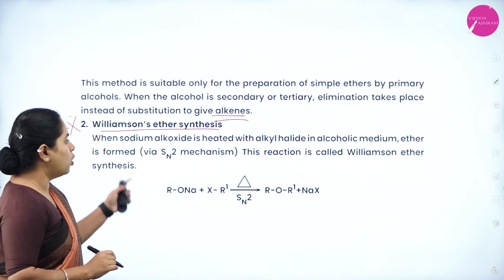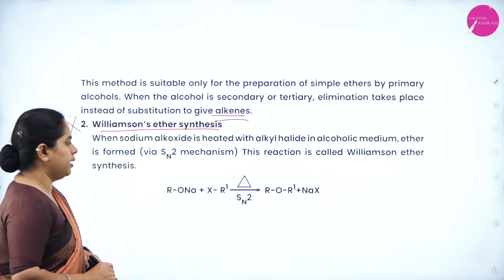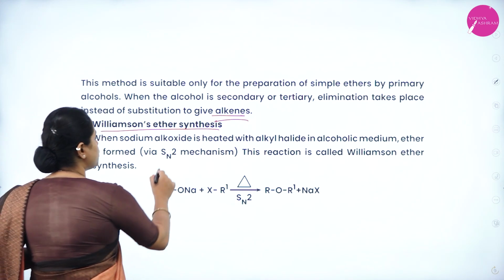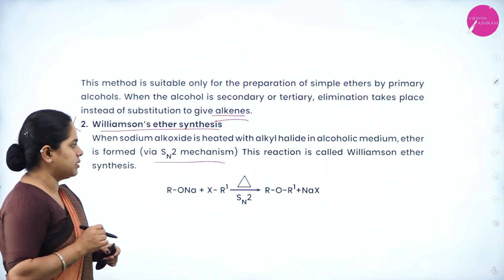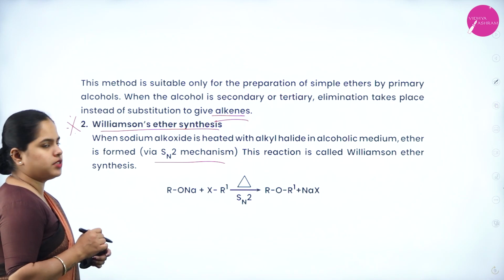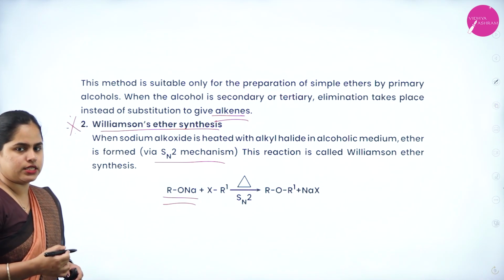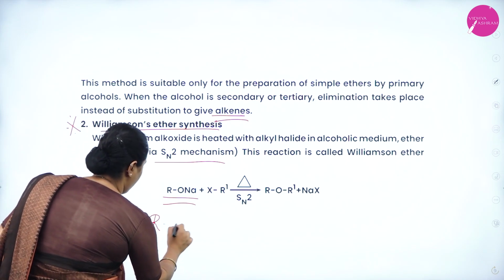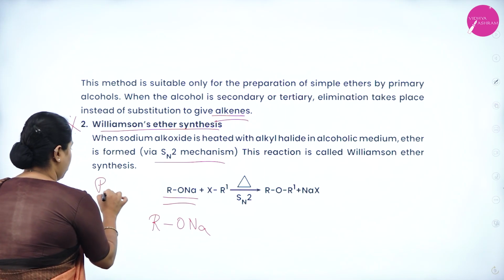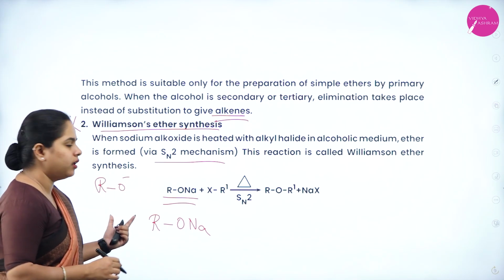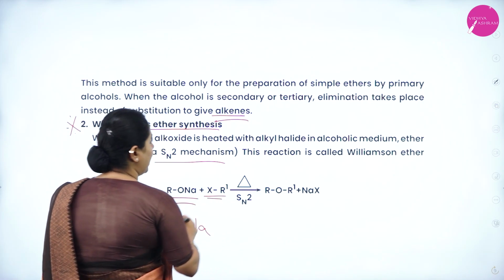Okay, so when sodium alkoxide is heated with alkyl halide in alcoholic medium, ether is formed via SN2 mechanism. So in detail we have studied about SN1 and SN2 mechanism, right? So this reaction is called as Williamson's synthesis. So you can see here alkoxide, sodium alkoxide is taken here, that is RONa. This is sodium alkoxide. So this RO minus is called as alkoxide and sodium is there, so sodium alkoxide, which is made to react with alkyl halide.